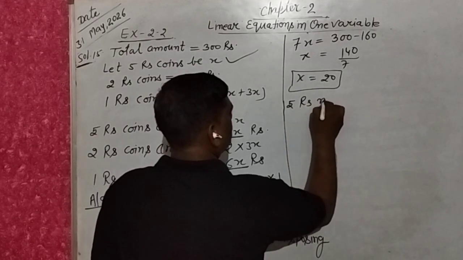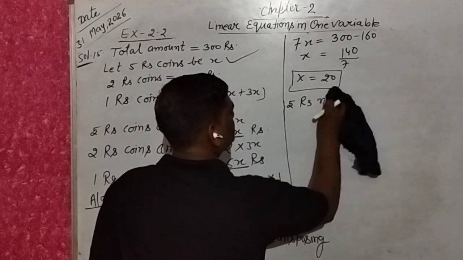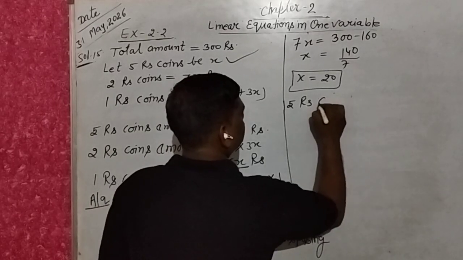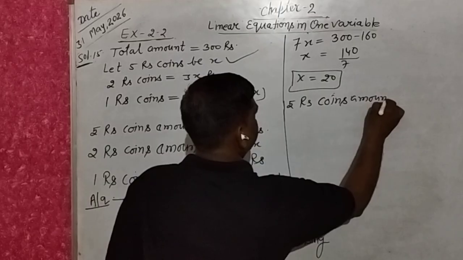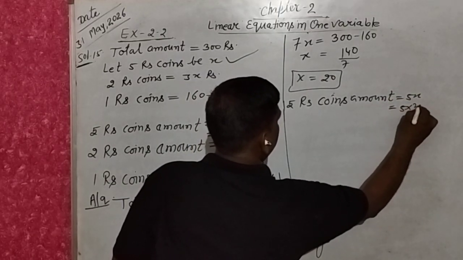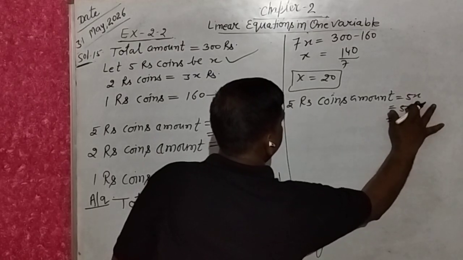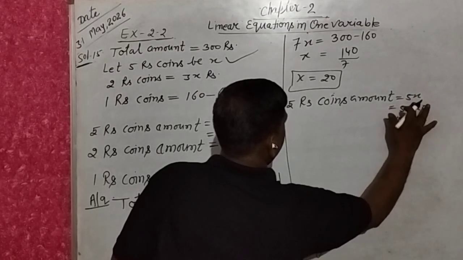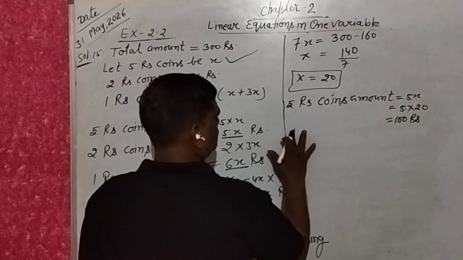₹5 coins amount, 5 × 5 into 20 equals 100 rupees. Next, ₹2 coins.